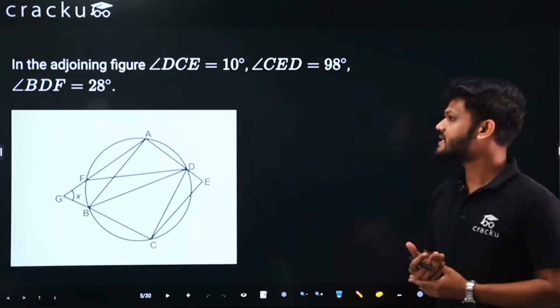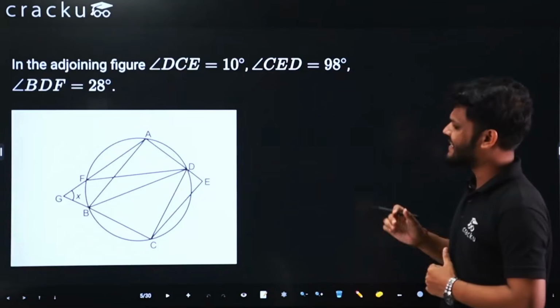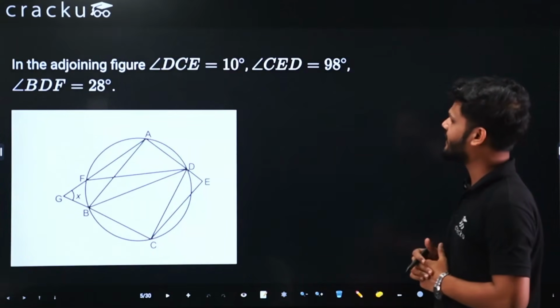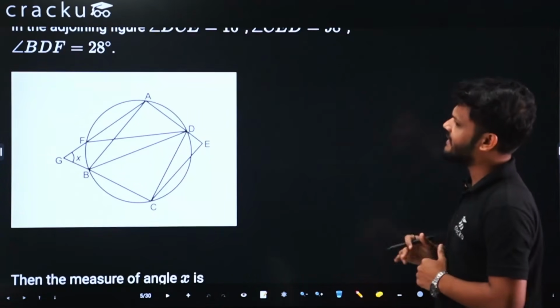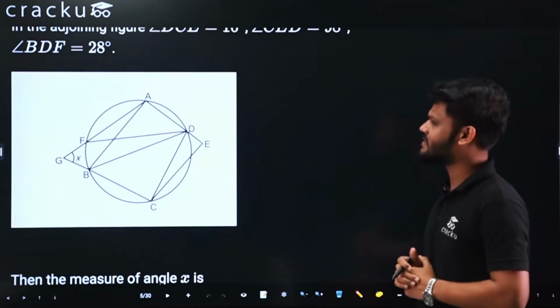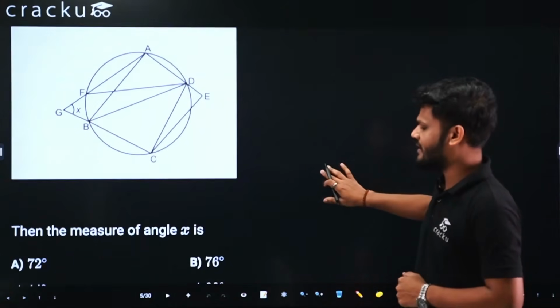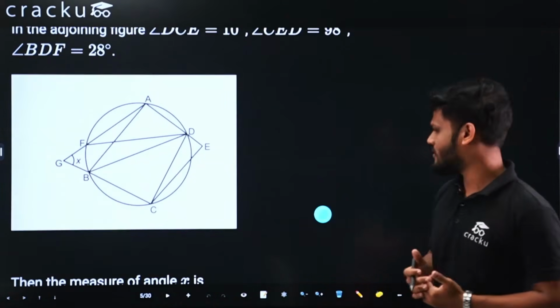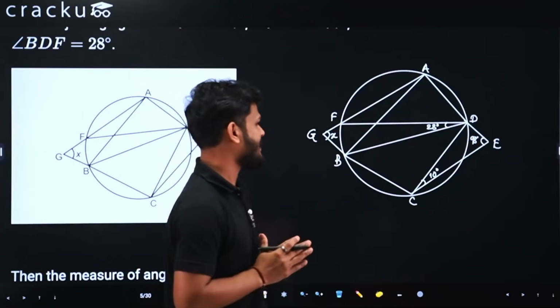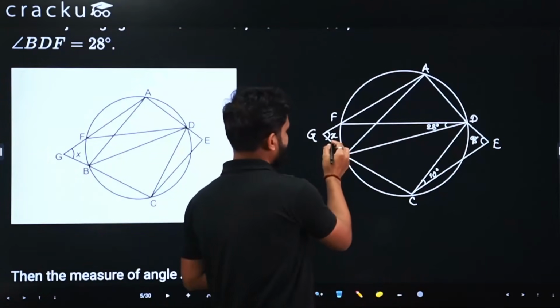In this question we are asked, in the adjoining figure, angle DCE is 10 degree, angle CED is 98 degree and angle BDF is 28 degree. Then the measure of angle X is what? So let us first draw this diagram. So this is the diagram. Now we need to find this X.